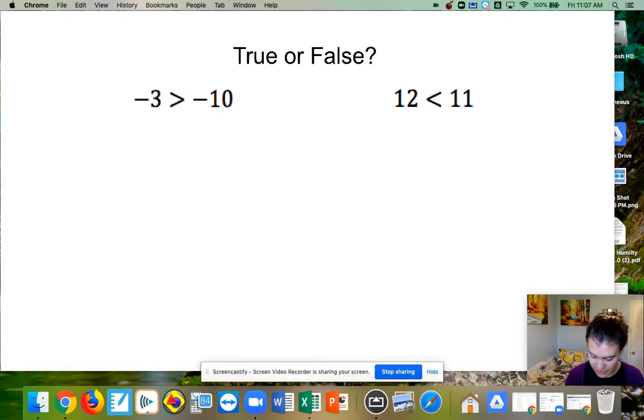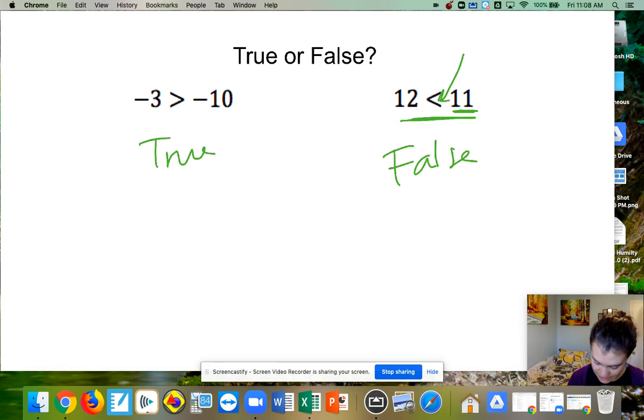All right, so we're thinking about this. We want to think, are these true or false? So take a hot second and think about those on your own, and then we'll talk about it. All right, this one is true. Negative 10 is less than negative 3. Here we're saying is 12 less than 11. Again, the big side has to be the big number. Well, that's the smaller number, so this one is false.